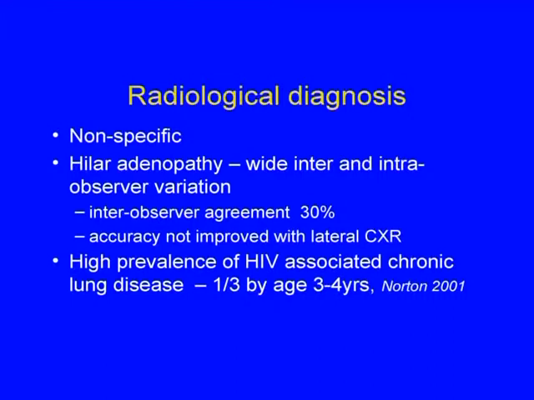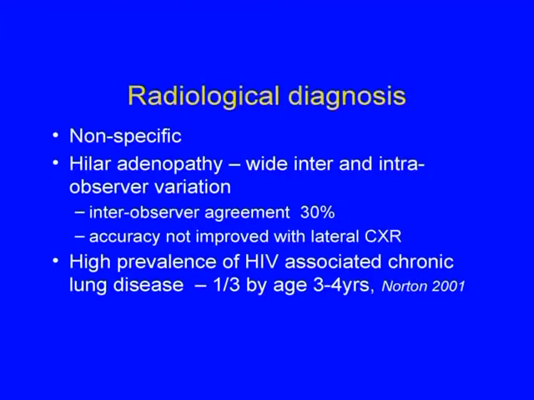And you think that a lateral x-ray might improve it, but the studies show that the accuracy is not even improved with a lateral x-ray. And of course, in HIV-infected children, we have the added problem of the high prevalence of HIV-associated chronic disease, which we know about 30% of HIV-infected children will have by about 4 years of age.